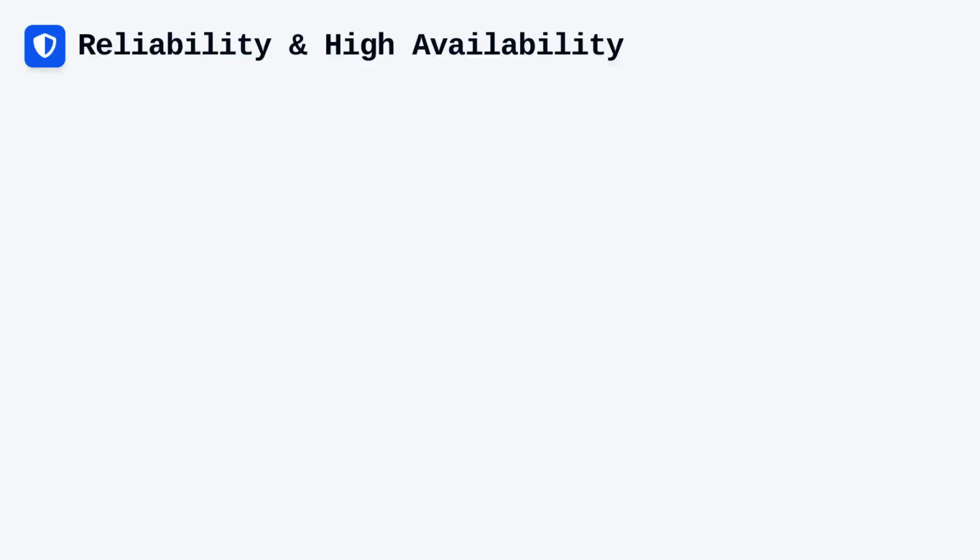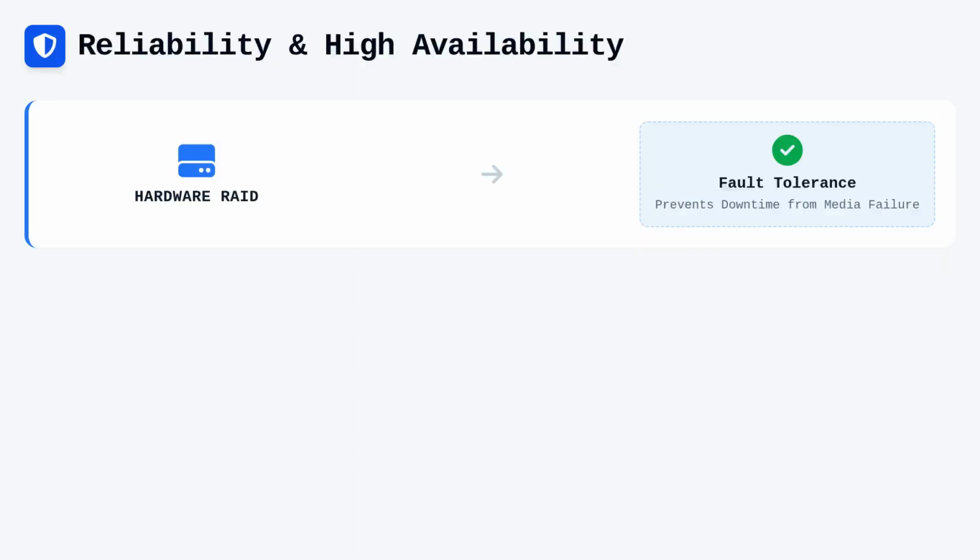Finally, we address reliability through RAID arrays and high availability. Implementing RAID at the hardware controller level provides a layer of fault tolerance that protects against single or multiple drive failures, but it is not a backup. It is simply a way to keep the server running when media fails.